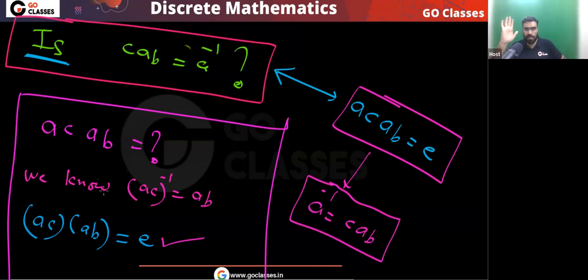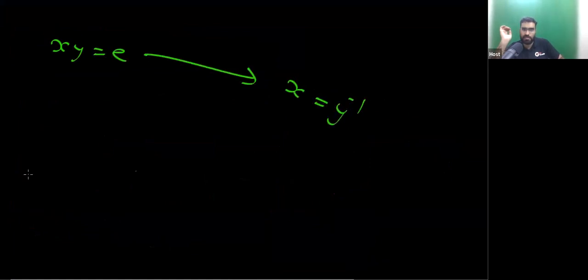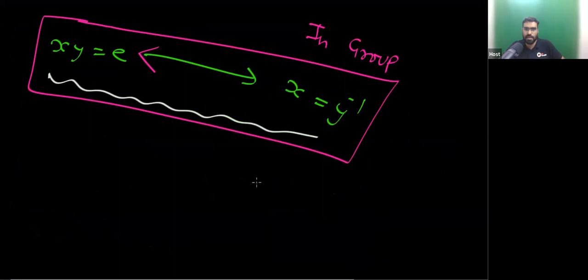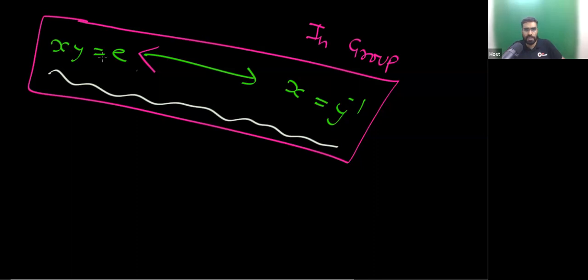Please tell me, isn't it simple? We are only using this fact that if XY equal to E, then X will be Y inverse, and if X is Y inverse, then XY equal to E. And on this simple fact, we have solved 2-3 questions, right? So we are just using it.